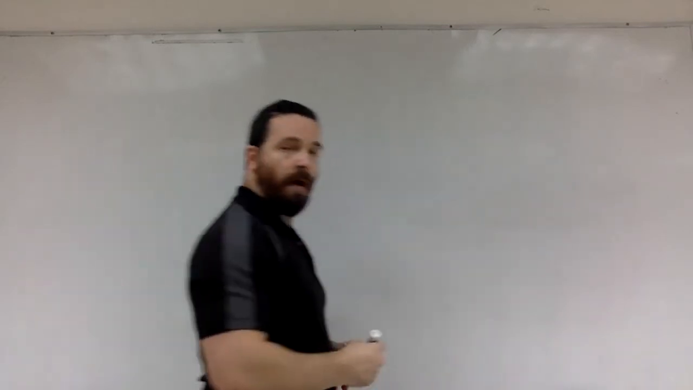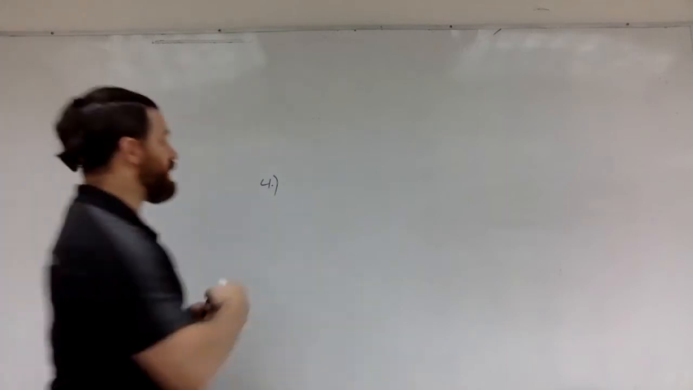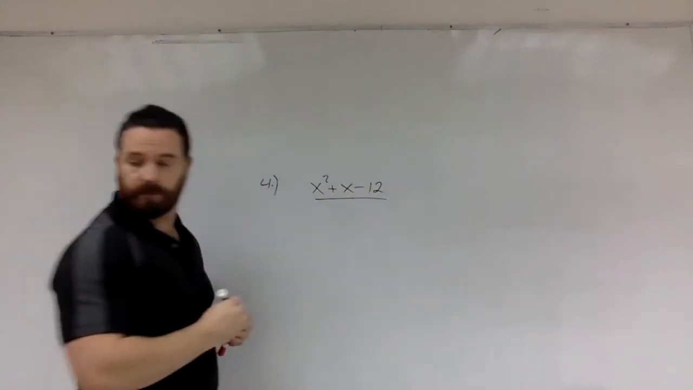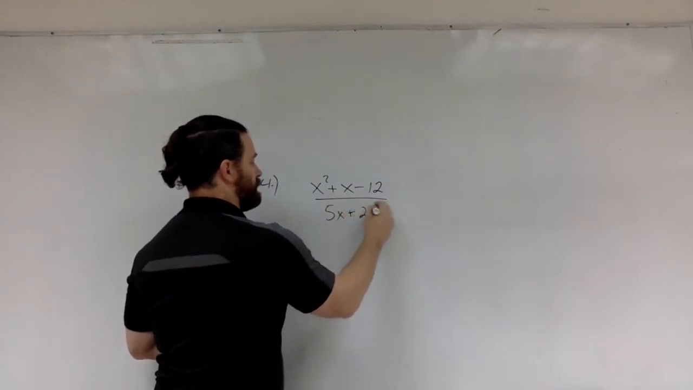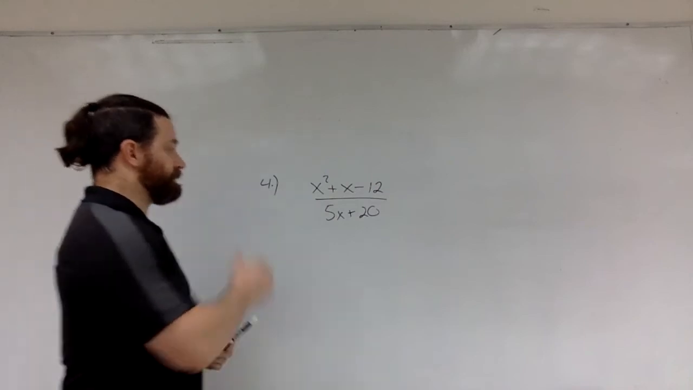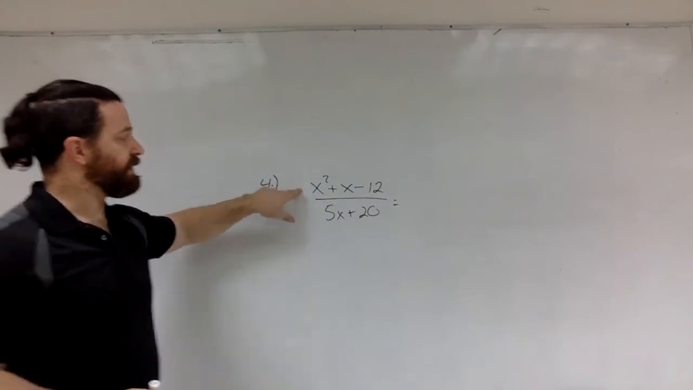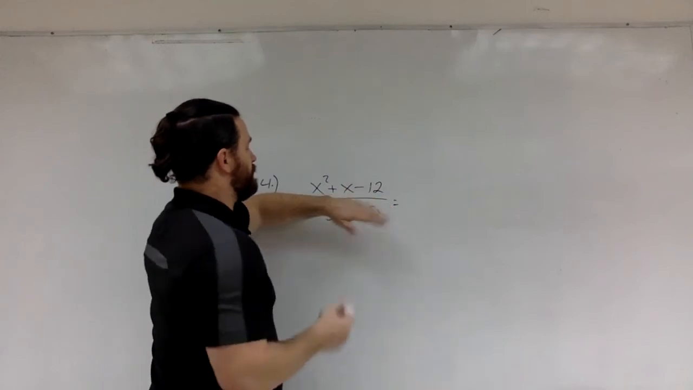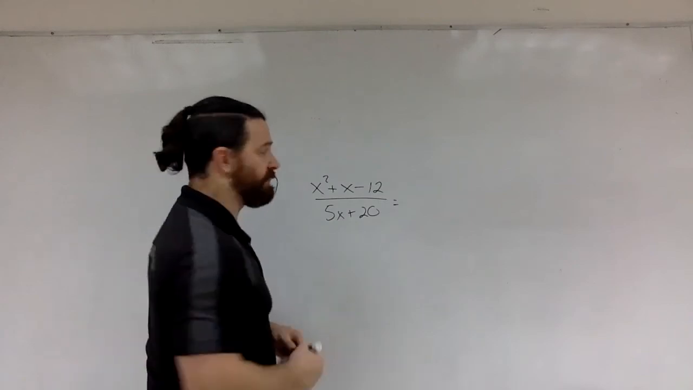Another example. If I have x squared plus x minus 12 all over 5x plus 20. All right, so start with the top first. And this guy we can factor. So we can either use the shortcut or by grouping. I'll do it by grouping in case that's the way you're comfortable with.